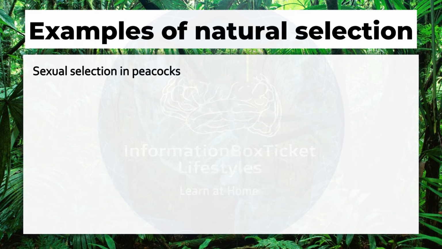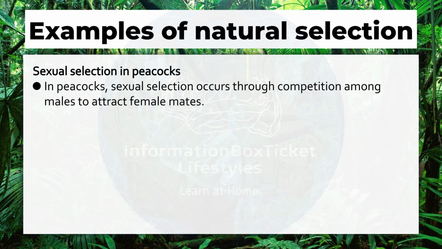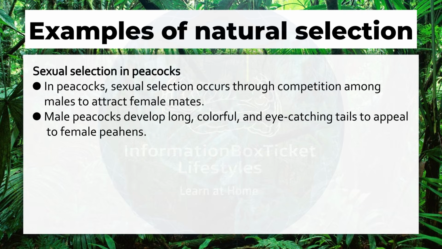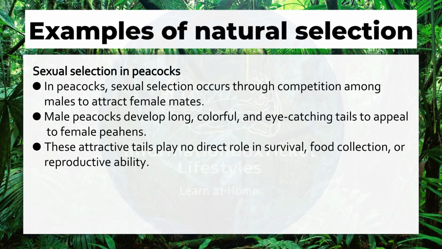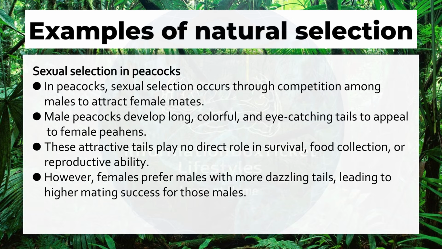Sexual selection in peacocks. In peacocks, sexual selection occurs through competition among males to attract female mates. Male peacocks develop long, colorful, and eye-catching tails to appeal to female peahens. These attractive tails play no direct role in survival, food collection, or reproductive ability. However, females prefer males with more dazzling tails, leading to higher mating success for those males.